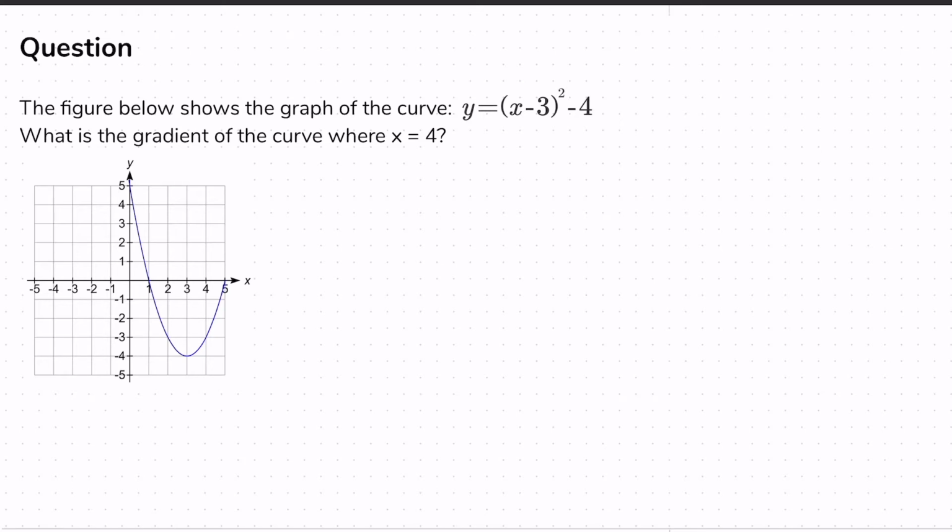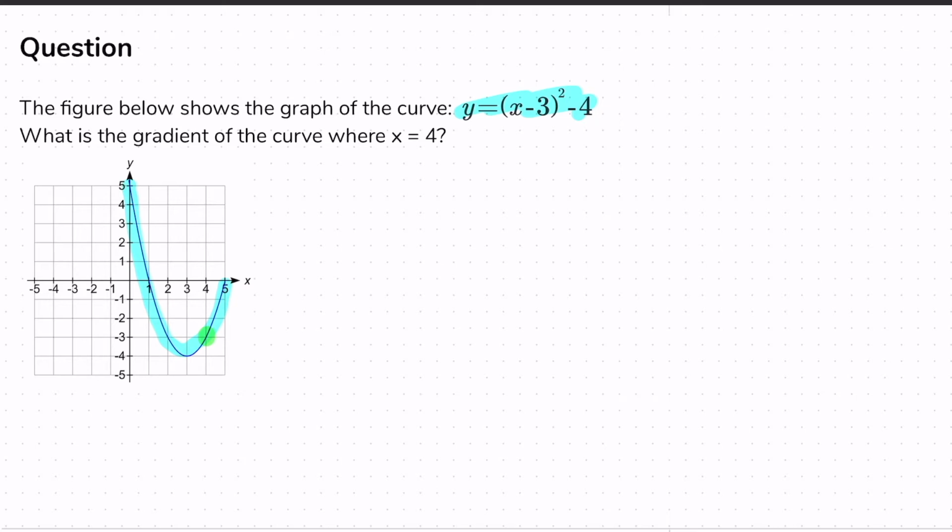This question gives us both an equation and a graph. It's wanting us to determine the gradient of the curve where x equals 4. So let's just mark that point on our graph. It's going to be here.